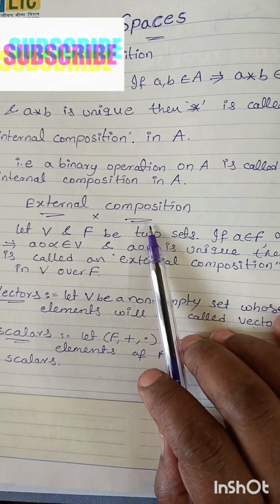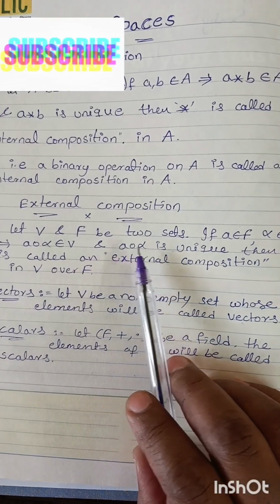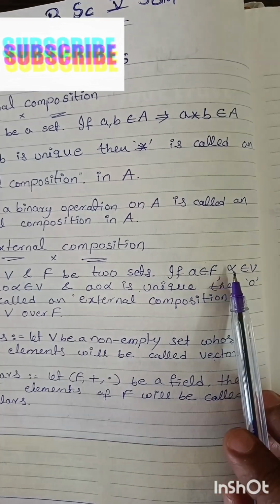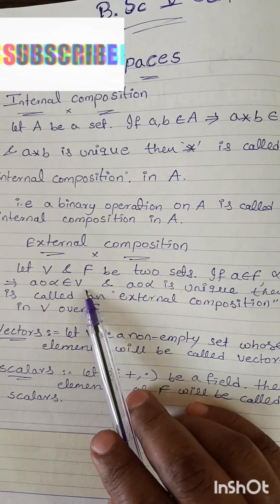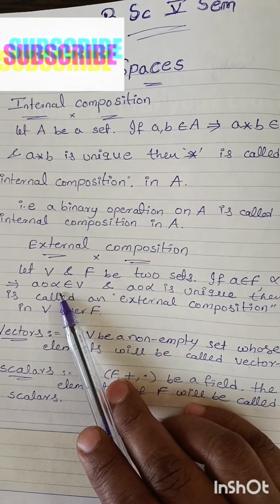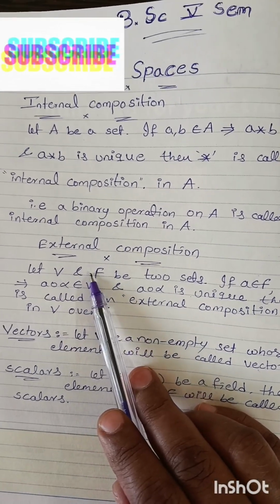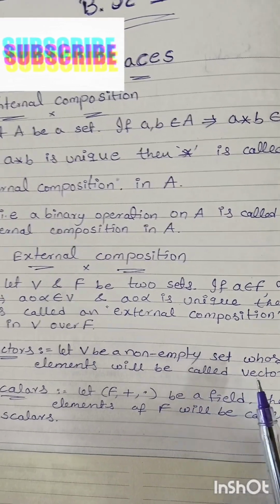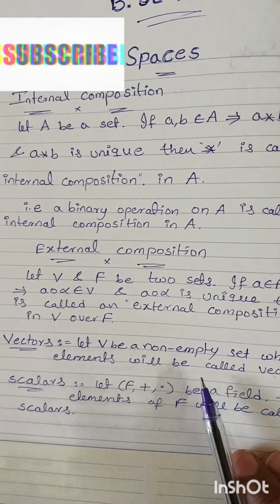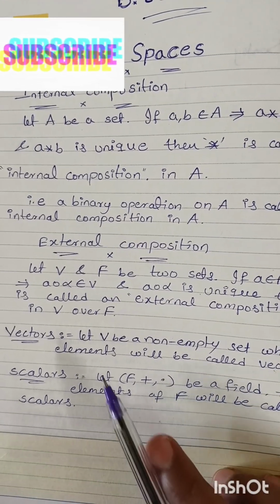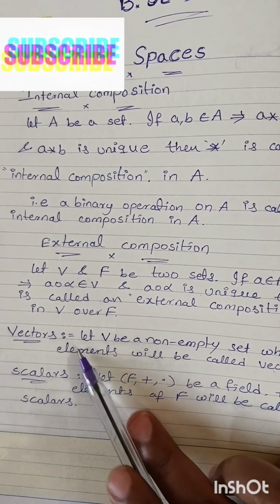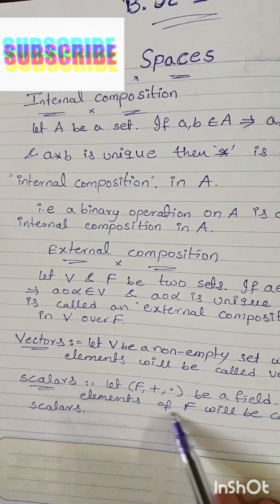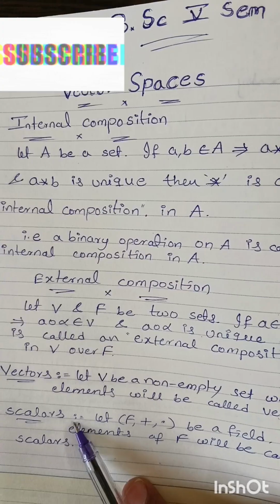Next, external composition. Let V and F be two sets. If a belongs to F, alpha belongs to V, then a circle alpha belongs to V. If a circle alpha is unique, then circle is called external composition. Vectors: let V be a non-empty set whose elements will be called vectors. Scalars: let (F, +, ·) be a field, then the elements of F will be called scalars.